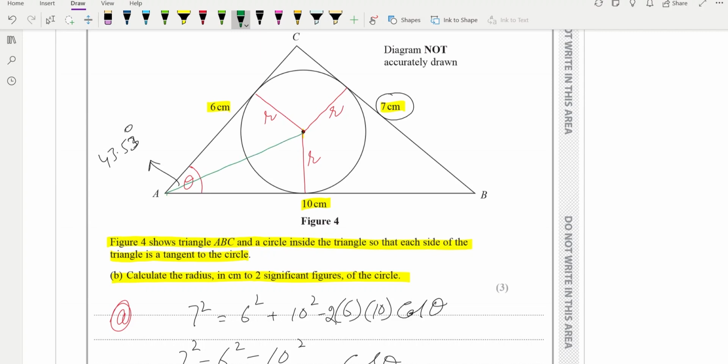So if I split this into three triangles, one triangle we can consider this triangle, and area will be half into base into height. Base is given, which is 10 centimeter, height is R.